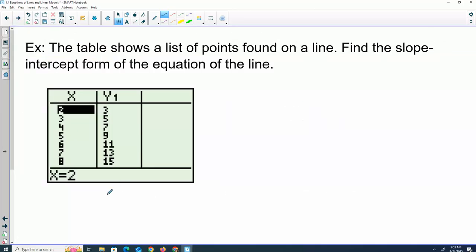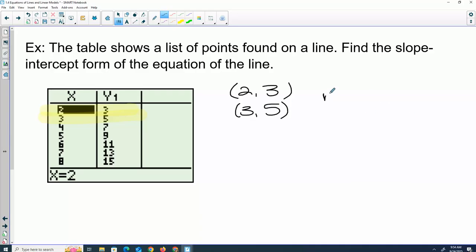What if I gave you this question? The table shows the points found on a line. Find the equation. How many points do we need to write the equation of a line? 2. Does it matter which 2 points I pick on this table? No. So I'm going to do the first 2. I have the point (2, 3) and I have the point (3, 5).